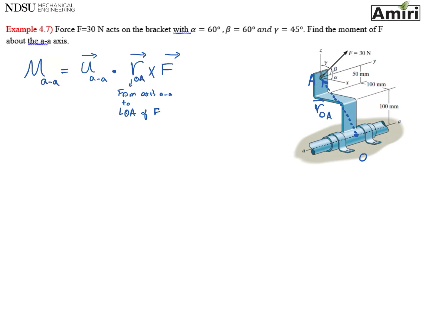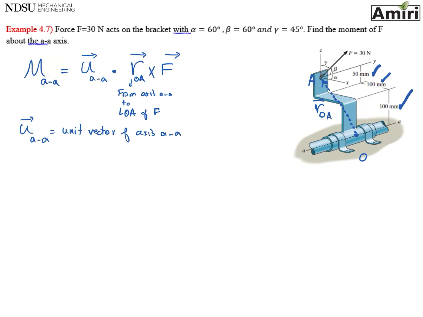Okay, and you're going to see in a minute why I picked that point O. You can pick any point that you have, but I picked that point because the Z and X coordinates of it in relation to A are given. So we're going to do this. Let's just start with the unit vector of axis AA. Again, we don't know any point or any coordinate on that axis.